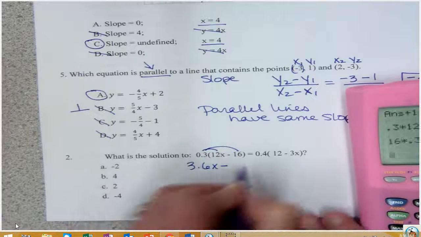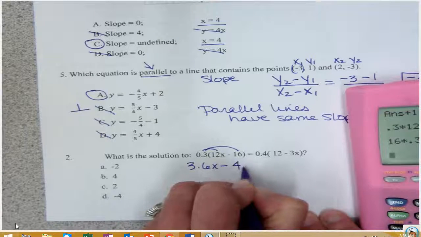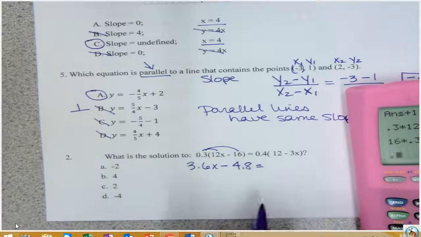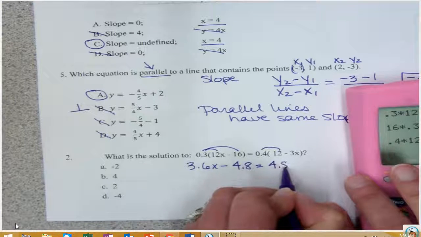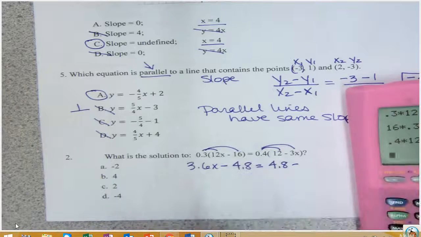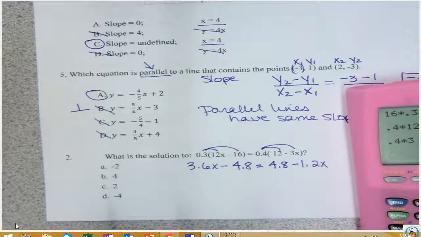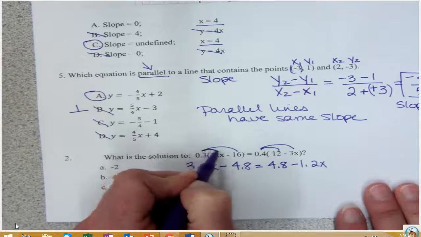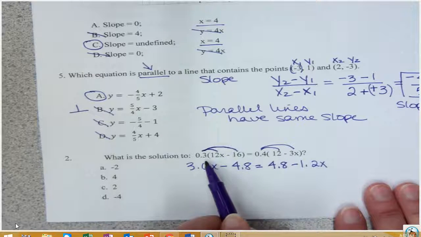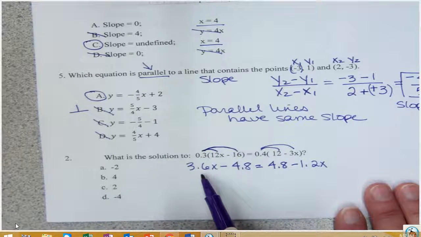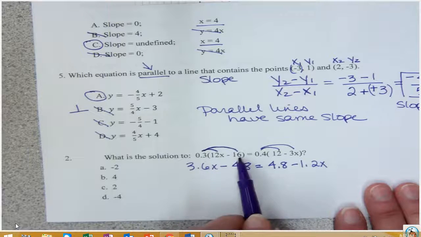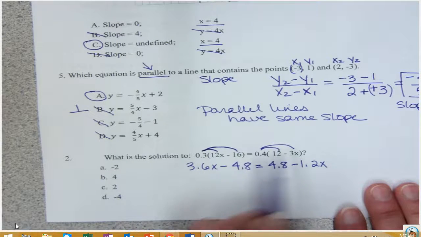0.3 is 4.8 equals 0.4 times 12 equals 0.48 minus 0.4 times 3, 1.2x. Hopefully you see how I did that. I just distributed this out. 0.3 times 12x is 3.6x. 0.3 times 16 is 4.8. And I just distributed that out.